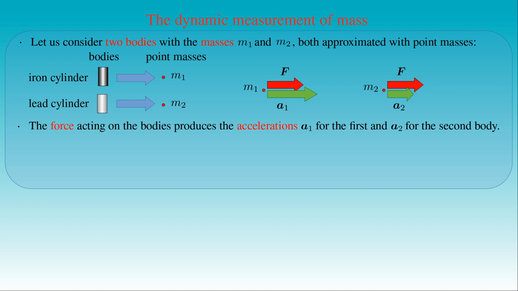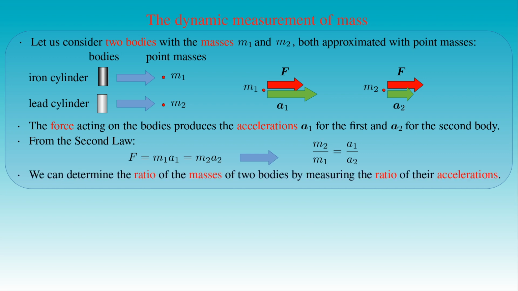Therefore, the magnitude of the force F is equal to the mass m1 times the magnitude of the acceleration a1, which is also equal to the product of the mass m2 and the magnitude of the acceleration a2. It follows from this equation that the ratio of the masses is inversely proportional to the ratio of the accelerations, that is, the ratio of m2 to m1 is equal to the ratio of a1 to a2. As a result, we can determine the relationship between the masses of two bodies by measuring the ratio of their accelerations produced by a given force.